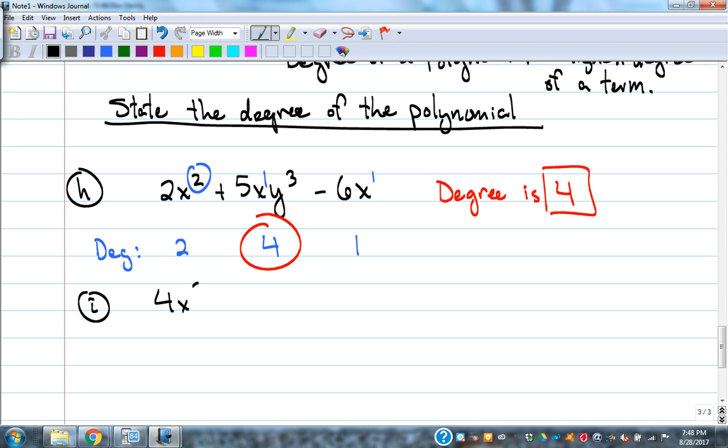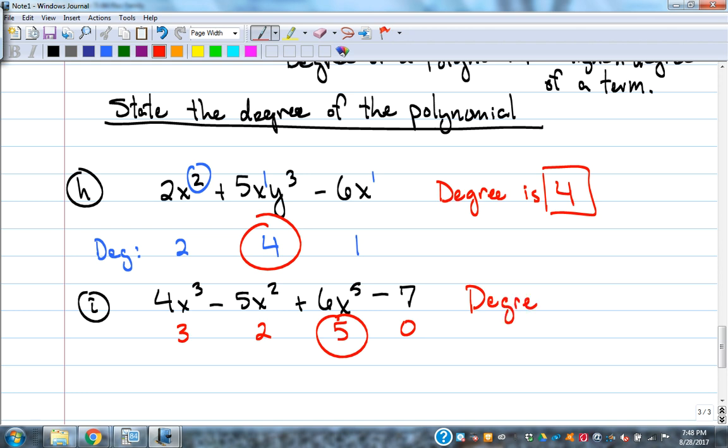Simplify. 4x cubed minus 5x squared, 6x to the 5th minus 7. Sometimes it's easy like this one because it only has one variable. What's the degree of the first term? The first term? 3. The second term? 2. The third term? What's the degree of the last term? 0. There's no variables, so there's no exponent on a variable, so it's a 0. So 3, 2, 5, and 0. The biggest one being 5, so the degree is 5. Take the biggest.